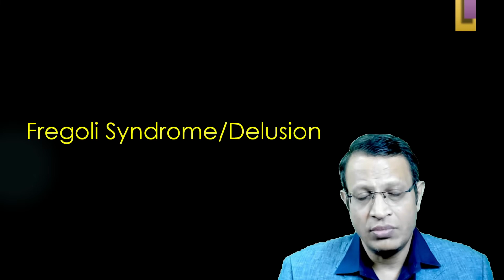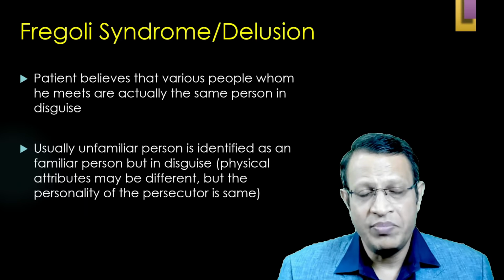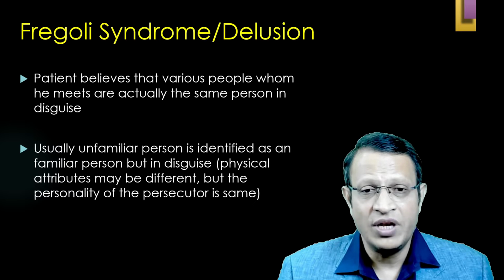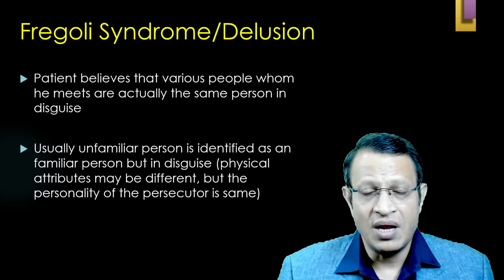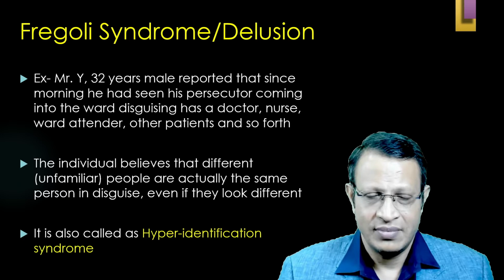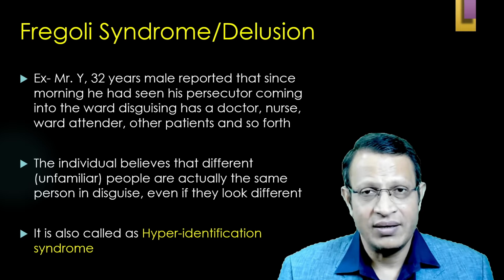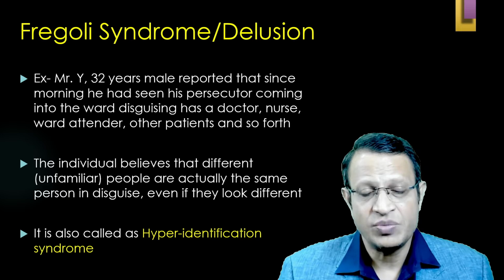Moving to Fregoli syndrome or delusion, my dear friends. Here, the patient believes that various people whom he meets are actually the same person in disguise. Usually, they are unfamiliar persons, but he identifies them as a familiar person in disguise. Here, physical attributes may be different, but the personality of the persecutor is the same. For example, Mr. Y, a 32-year-old male, reported that since morning he had seen the persecutor coming into the ward disguised as a doctor, nurse, ward attender, family members, or other patients, my dear friends.